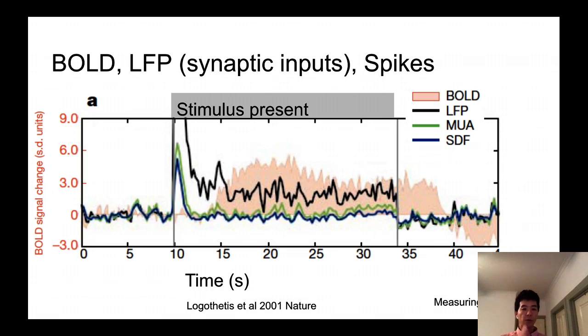But what Logothetis and his colleagues were able to do is to cancel all the electrical noise generated by the magnetic resonance imaging measurement, which is just phenomenally fantastic. It's even difficult to do right now, and 20 years ago it was presumably even more difficult. But they did it with exquisite precision.